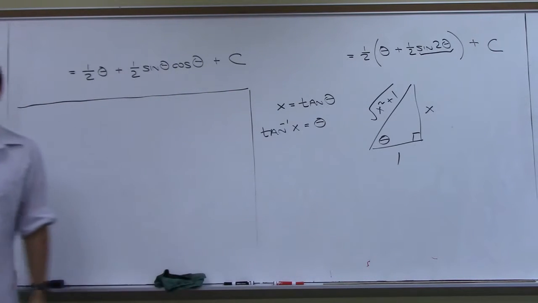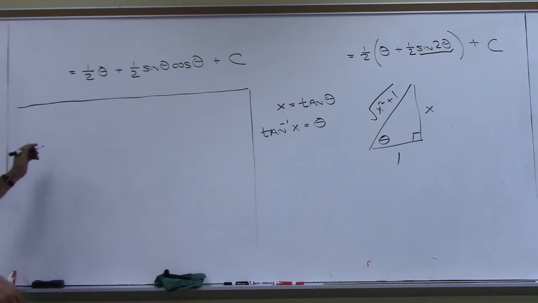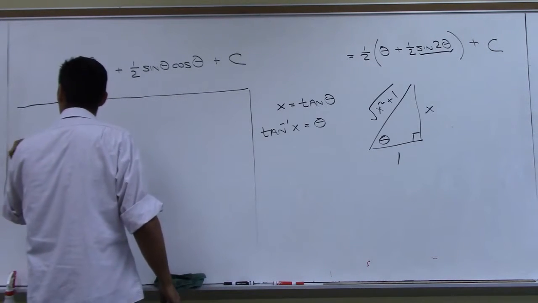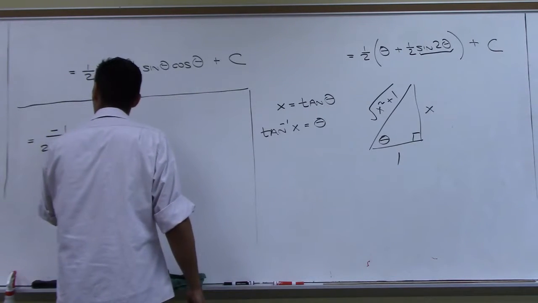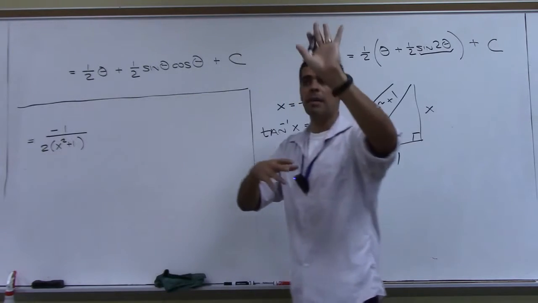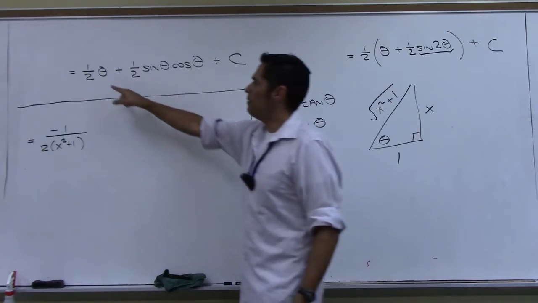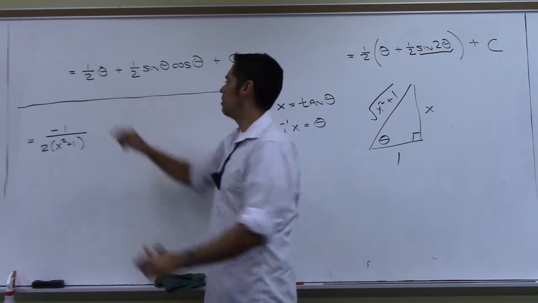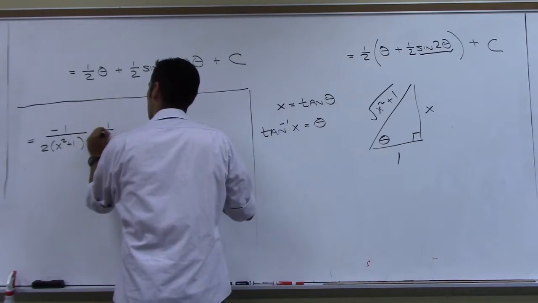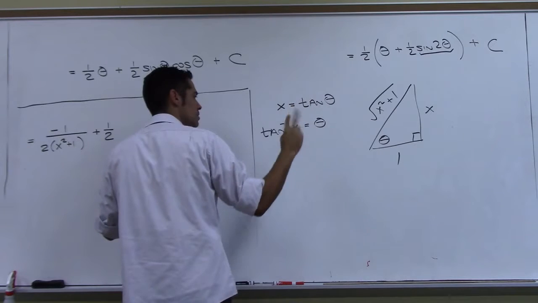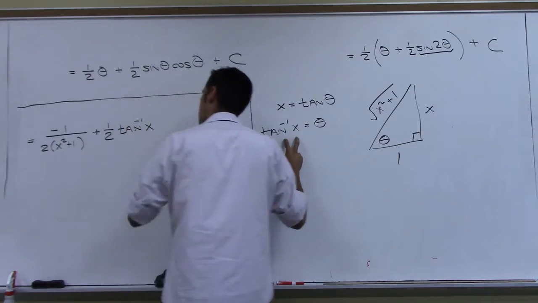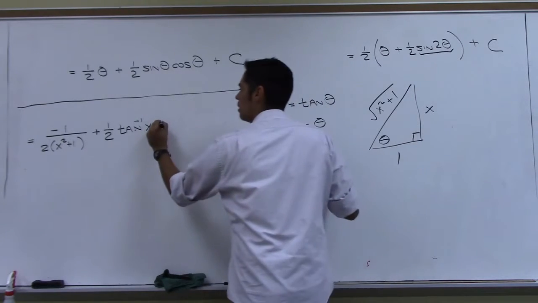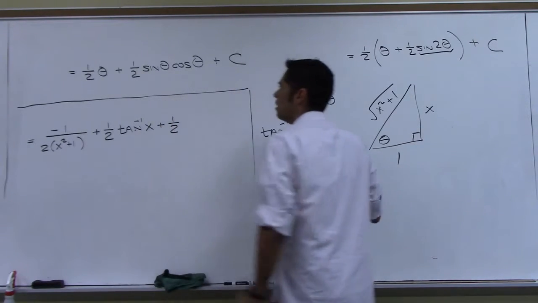All right, final answer time. I'm going to bring that part that I had from the earlier part of the problem. Here it is. Final answer equal to -1/2 times x squared plus 1. Okay, that's that integral we took care of in the very beginning. And then I have this, so plus 1/2 theta, but theta is arctan x. And then I have plus 1/2 sine of theta.